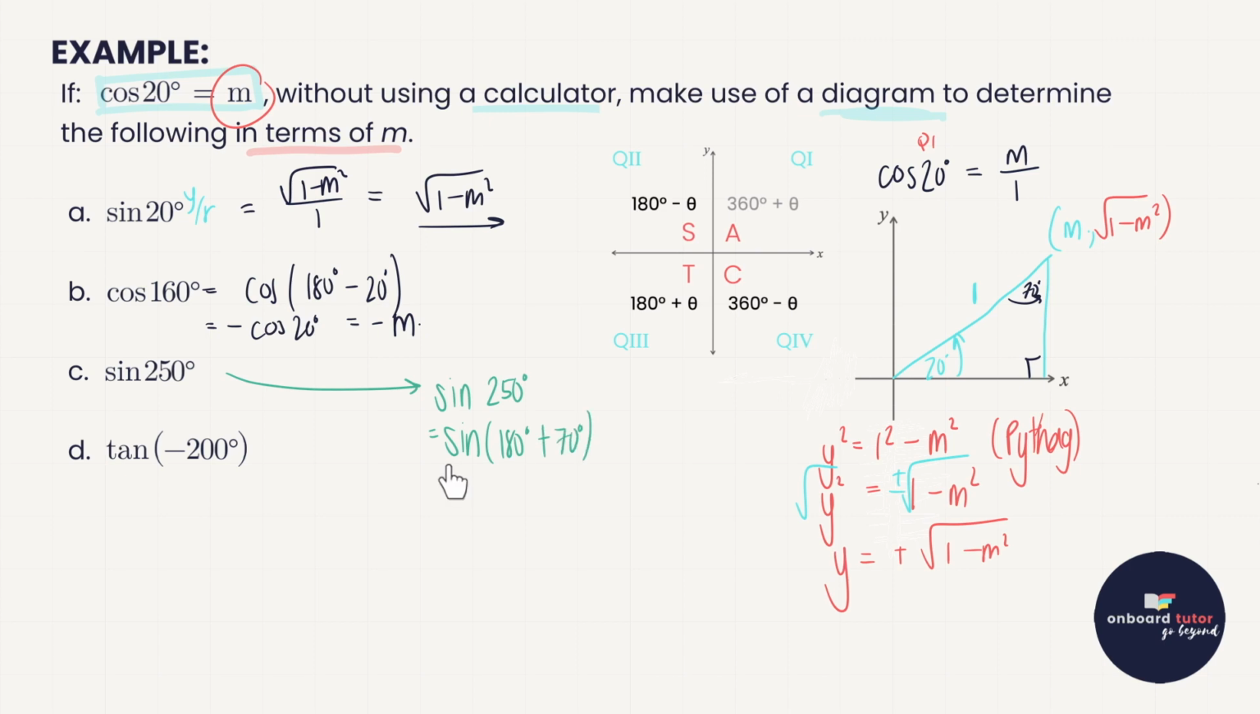Now to reduce it, I say, what is sine in that quadrant, 180 plus? Is it positive or negative? Sine is negative in that quadrant. So that's equal to minus sine of 70 degrees.